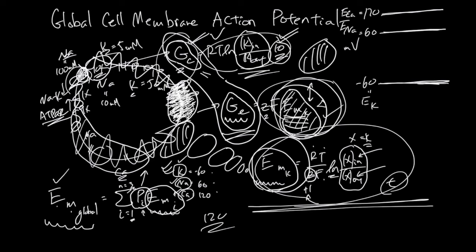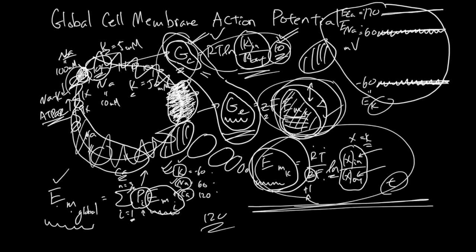Now, suppose this cell is only permeable to potassium, K. Then the permeability of this and this will be zero, so the membrane potential of the entire cell is just potassium's. If the cell is only permeable to sodium, then this is going to be the cell's entire membrane potential. If the cell is permeable to only calcium, then it's going to be positive 120 millivolts, the entire cell membrane potential.